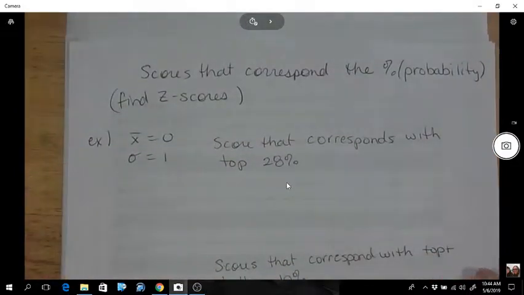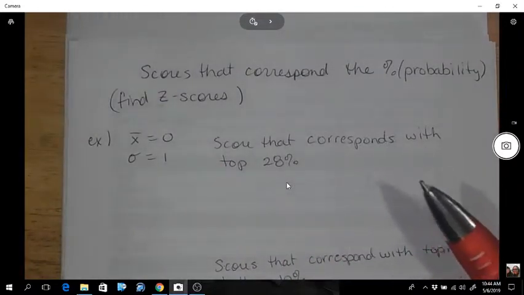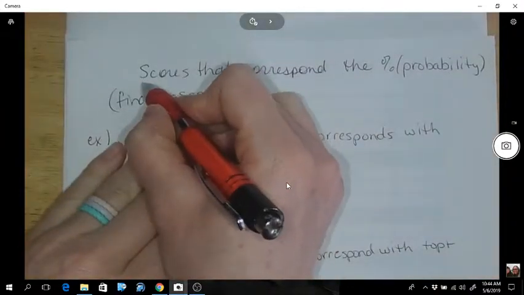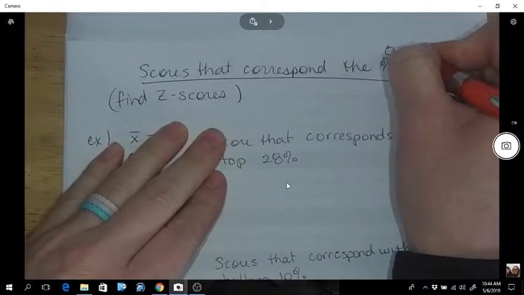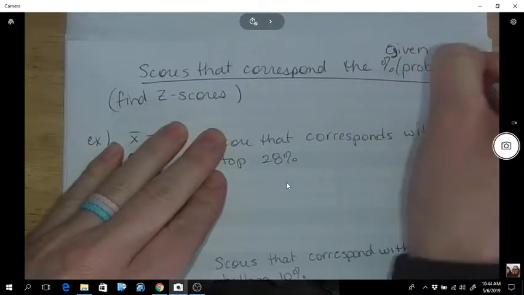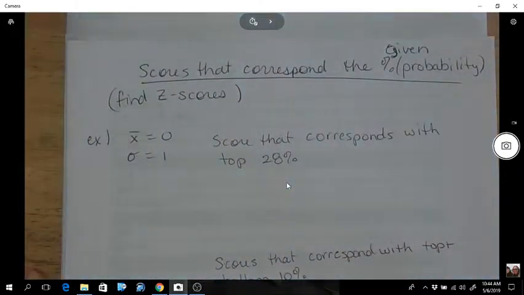Okay, we're going to do the opposite of the last lesson where we found z-scores and found the percents. This one I'm going to give you the percent, and you're going to find the z-score.